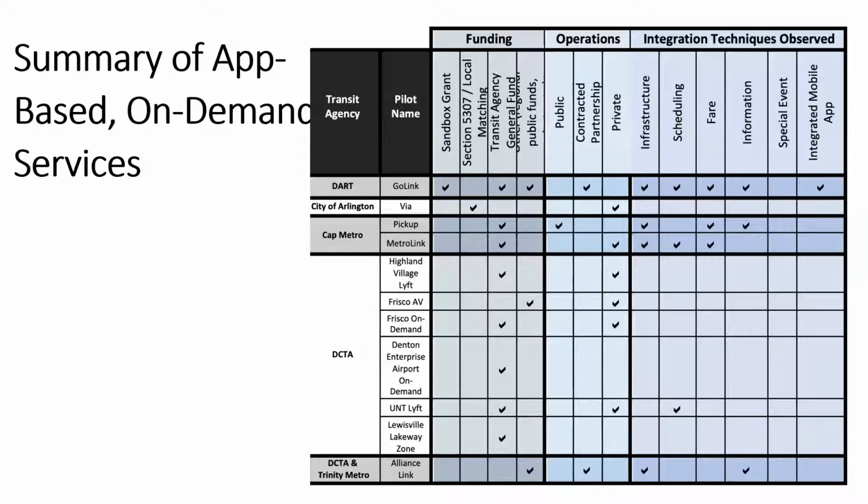And then finally, we looked at the integration techniques that were used by the different services, and this is a summary table of the different techniques, and I'll go into those in much more detail in a second. But you can see just as a summary, we looked at infrastructure techniques, scheduling, fare coordination, information sharing, special events, which none of them were coordinating, and integration of apps across services.